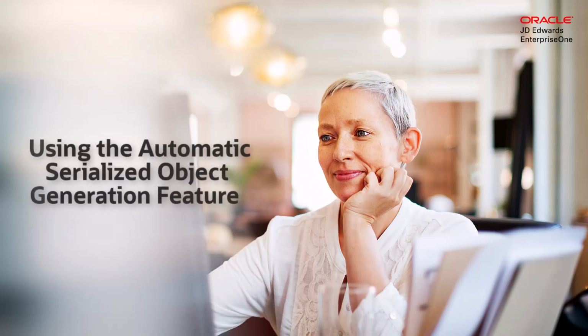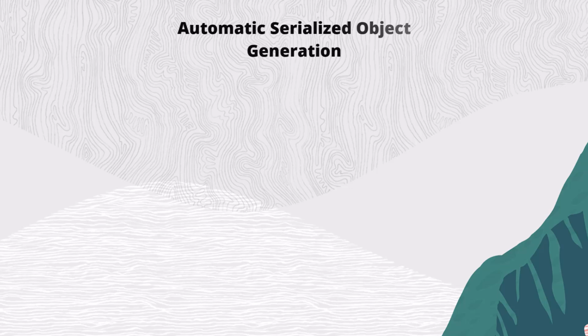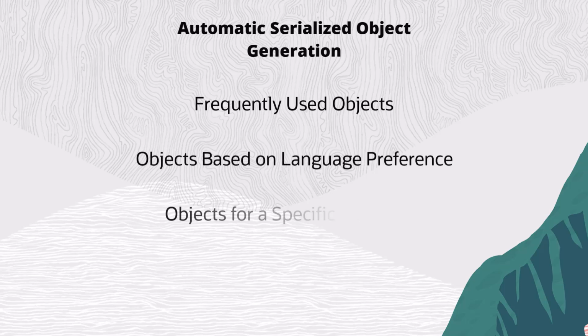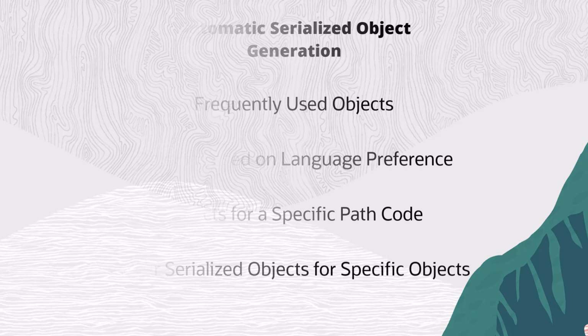Hi, did you know that JD Edwards EnterpriseOne Server Manager now provides an improved automatic serialized object generation? You can now automatically generate serialized objects for frequently used objects, objects based on language preference, and objects for a specific path code. You can also clear serialized objects for a specific object.